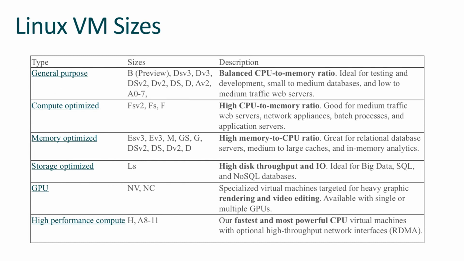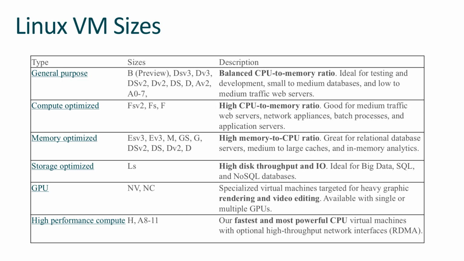Now, here's how these series of VMs translate into sizes. So we'll start with Linux. For general purpose Linux VMs, we have B series, D, DS, DV3, AV2, and then A0 to 7. These are all different examples of VM sizes.